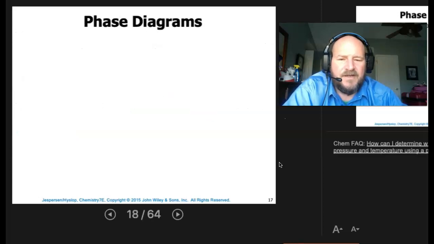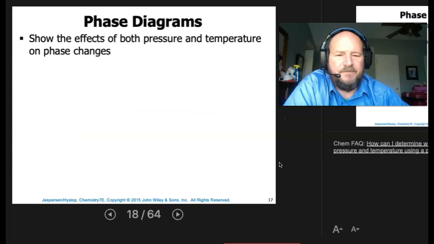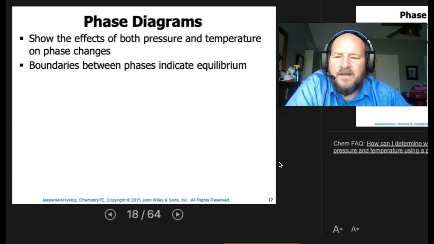All right, the next thing we're going to take a look at are phase diagrams. So it's going to be basically the illustration of all these things we've been looking at. So phase diagrams are going to show the effects of both pressure and temperature on phase change. The boundaries between phases will indicate an equilibrium.